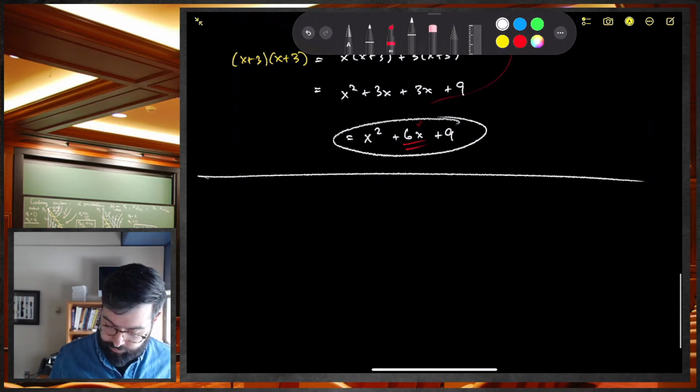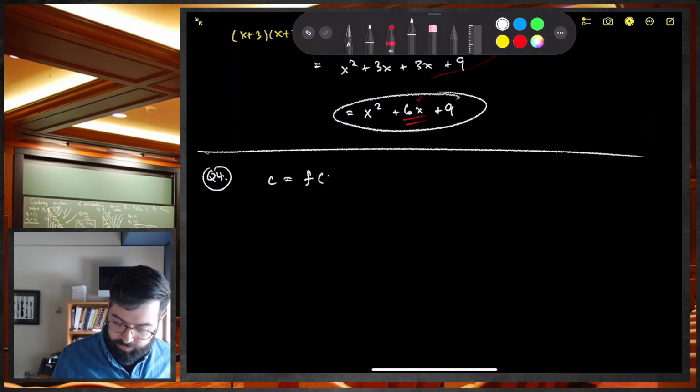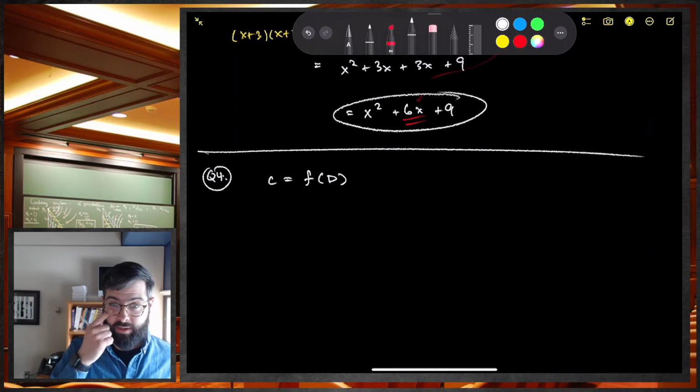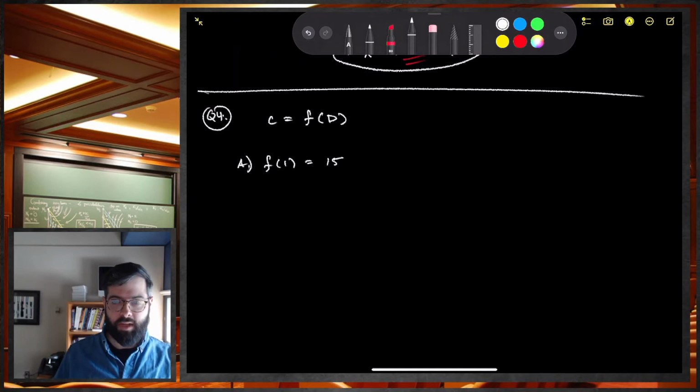So for question 4, this is on the caffeine and coffee. We said that the amount of caffeine ingested, C, is a function of the amount of coffee drank, D, in ounces. So this would be how we represent it with function notation. And so the first question says, well, what does this mean? F of 1 equals 15. Can we render this math statement into English?